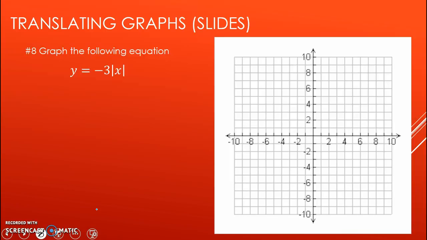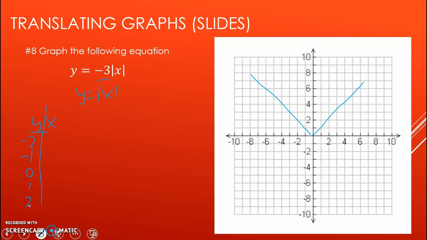All right, so let's take a look at one last possible thing that could happen here, and that is multiplying whatever we're doing by a certain number. And so here we have the parent function, y equals the absolute value of x. We know that this is a V. It looks like this. But how is that V going to be changed if we multiply everything by -3?